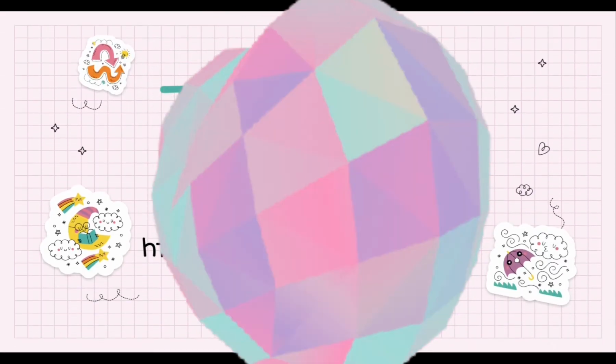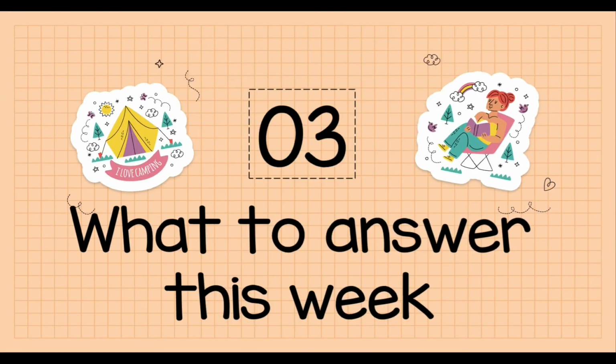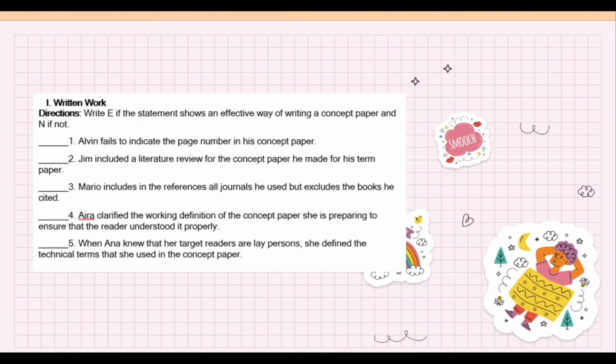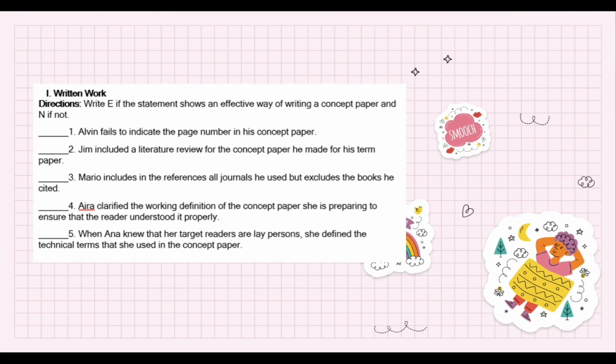Okay, and that's it for our lesson for today. Now let's proceed to what to answer this week. So for this week, you only have 2 activities, 1 written work and 1 performance task. So for your written work, all you have to do is to analyze the following items, and if they are pertaining to an effective way of writing a concept paper, write E. If it is not, write N, as simple as that.